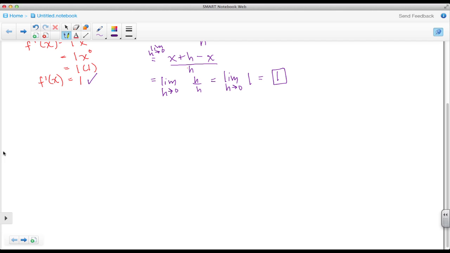Now let's say the function, let's call it g of x, is equal to x squared. Again, we're going to follow the shorthand method, where I take the power and bring it out to the front, times x, and I raise this to the 2 minus 1. So here I have 2 times x raised to the first power, or just 2x.